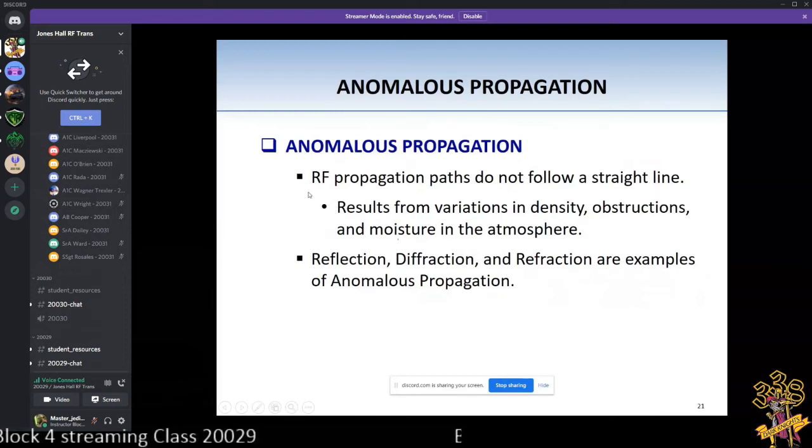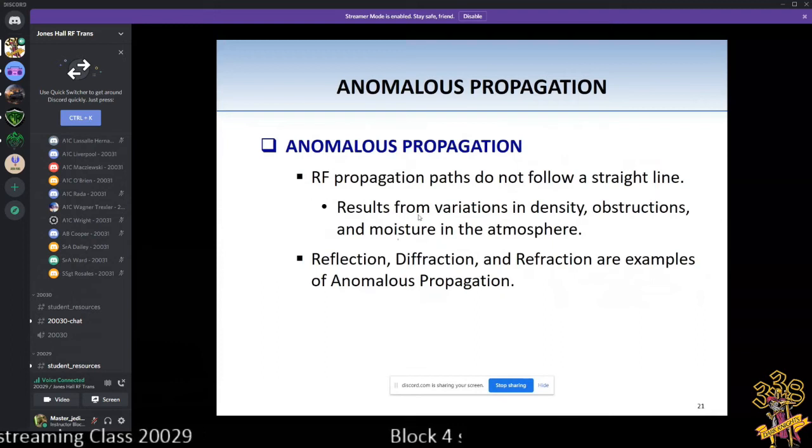So because your RF propagation path does not follow a straight line, again, parts of it are going to go through different anomalies, which result from variations in the density, different obstructions, moisture, gases, dust particles, etc. in the atmosphere. So reflection, diffraction, and refractions are examples of anomalous propagation. It's just different anomalies or differences.